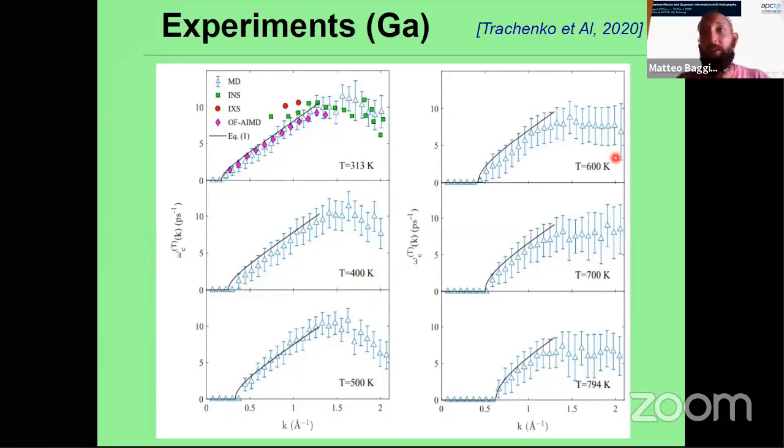Now there is more. Recently they did experiments. So this is a neutron scattering experiment on gallium. Gallium is a simple liquid, and you can see the experiments here with the error bars and everything. And you can see at different temperatures that, again, this kind of shape seems in agreement with that simple theory.